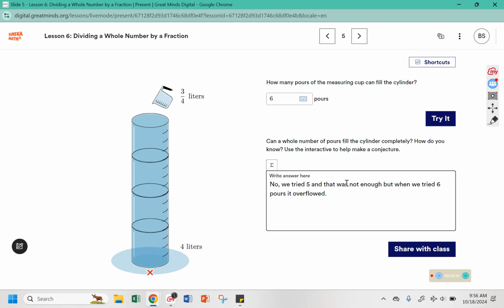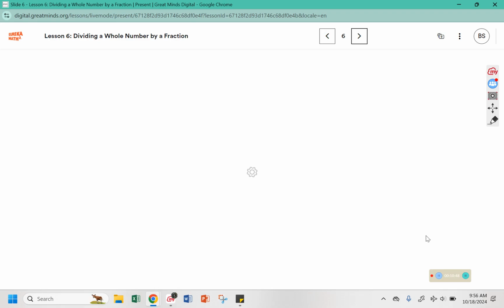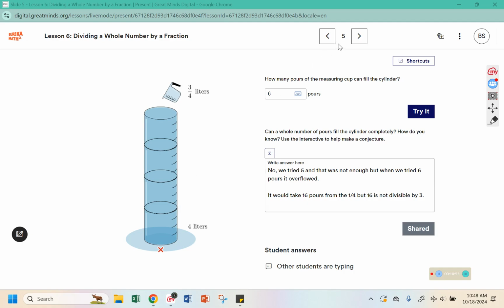Use the interactive to help make a conjecture. It would take 16 fours from the 1/4 measurement, but 16 is not divisible by 3. We just saw that 3/4 does not fill 4 liters with a whole amount of pours.